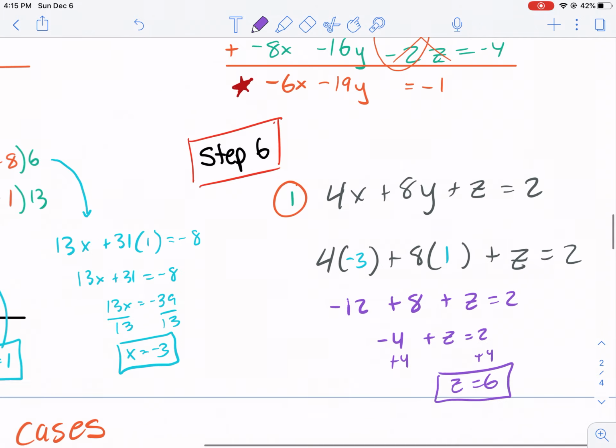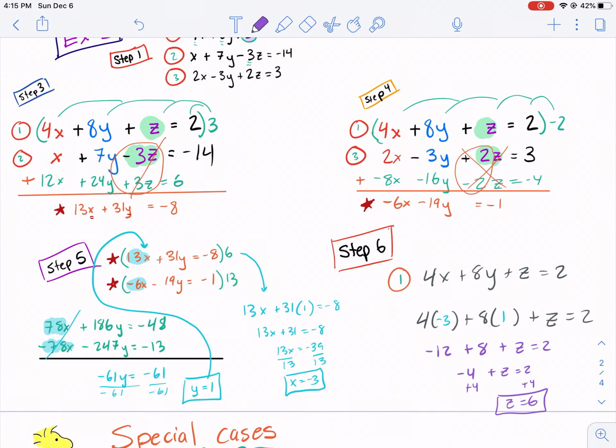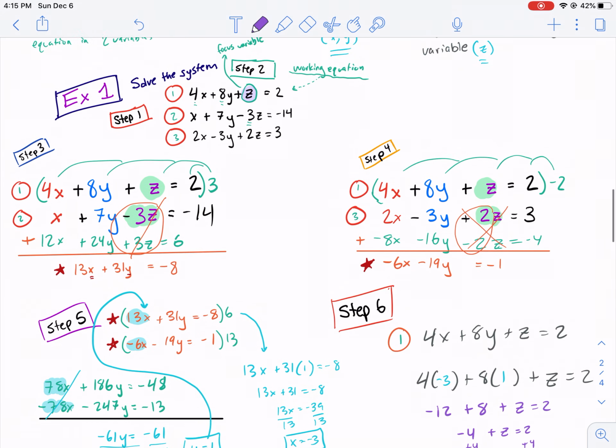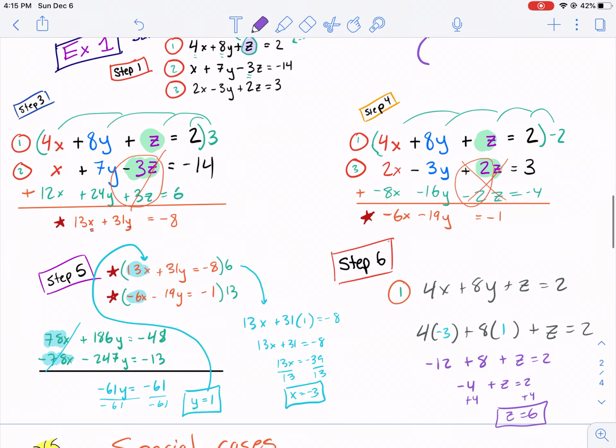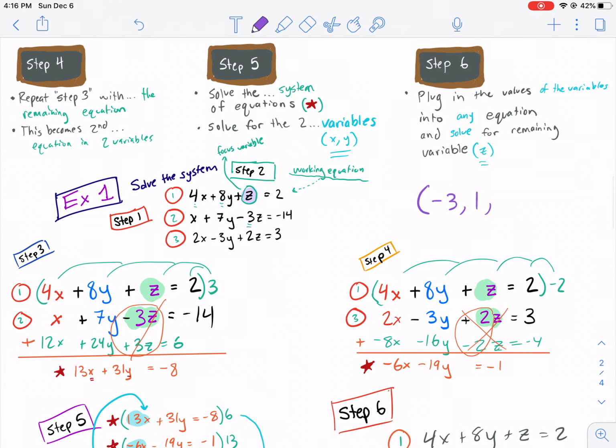So I'm done. Okay, I found my last one. And now what you should do is write it as an ordered pair. So what is my solution? My solution is my x first, negative 3. My y, 1. And my z, 6. And I am done. There is my solution.